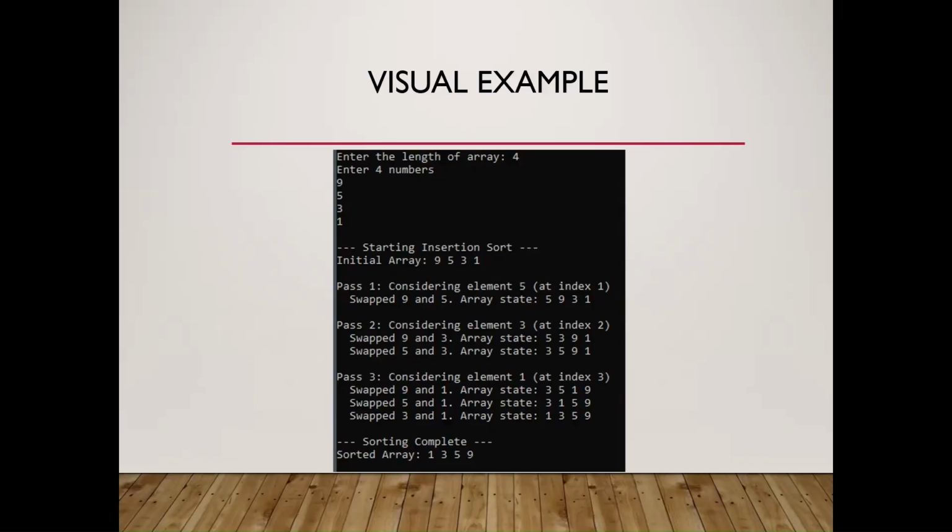Then after that we'll consider 3 as the next element, and a swap will happen between 3 and 9, and 3 will also come before 5. Now finally we will consider the last element, which is 1, which will be pushed to the far left of the array. So the final sorted array will be 1, 3, 5, and 9.